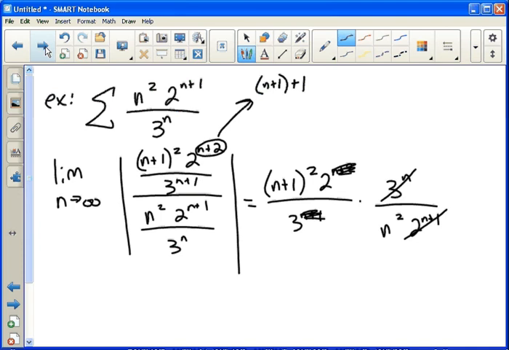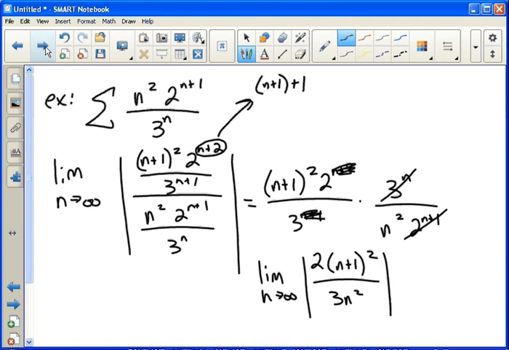Now we can't do anything about the n plus 1 squared and the n squared. Polynomials, unless they're identical, like if they're both n squared, won't cancel out. So we're left with the limit as n approaches infinity of 2 times n plus 1 squared over 3 times n squared. Now the powers are the same, so the limit would simply be their coefficients, which would be 2/3. So again, since this limit is less than 1, we would find that the series converges.